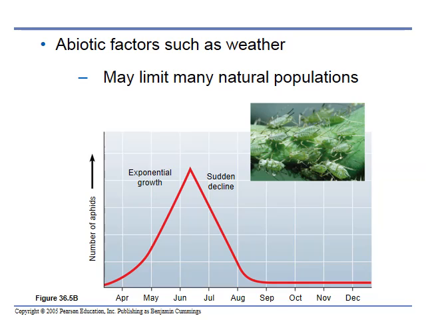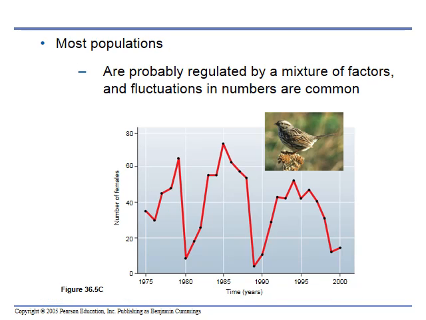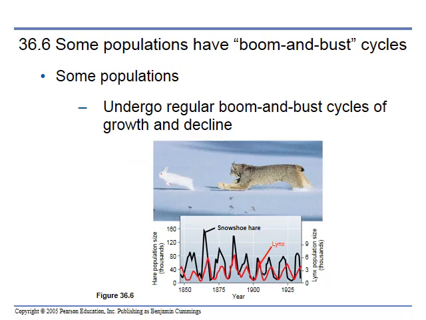Okay. Abiotic factors such as weather can limit natural populations. So you can have exponential growth and then some catastrophic thing and you get sudden decline. Okay. Most populations are regulated by a mixture of factors, and you get fluctuations commonly, whether it's because one year you have a bumper crop of seed, and then the birds increase, but they eat all the seeds, and then they level out, and the weather's great. I mean, you're just going to get a variety of things that are going to control population size.